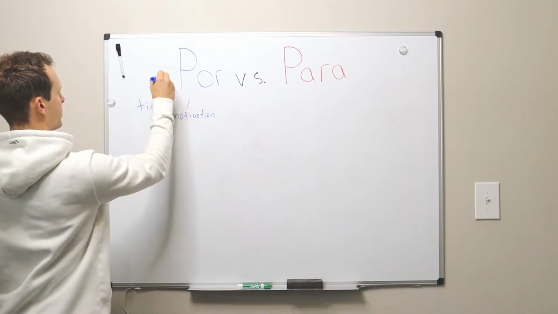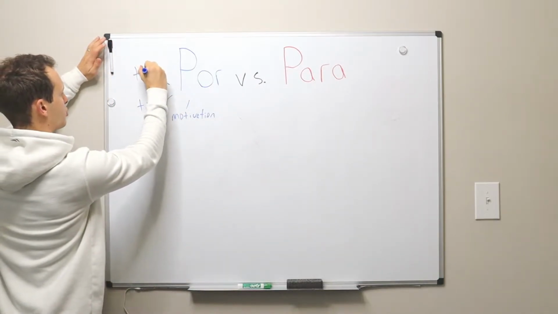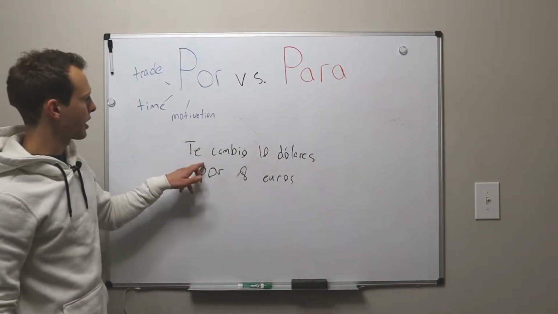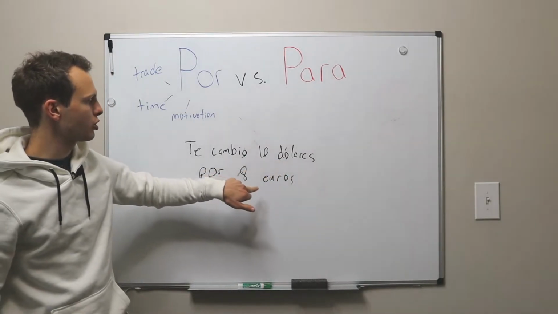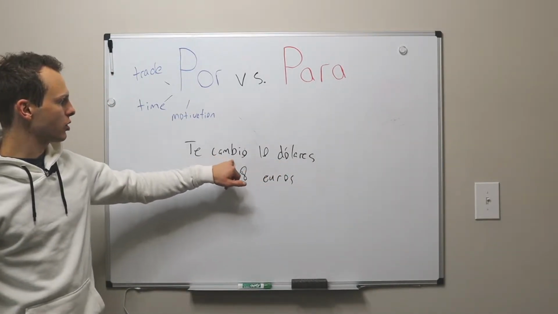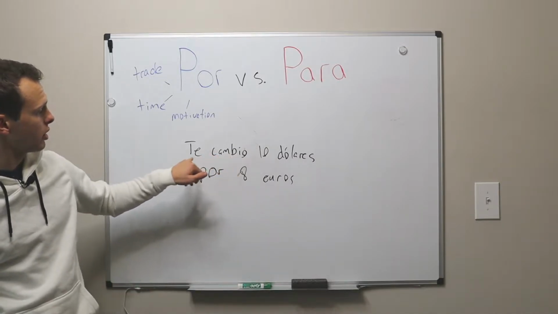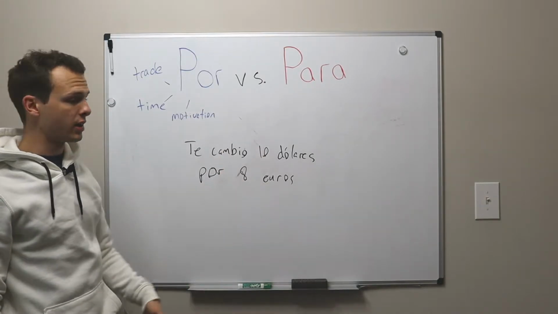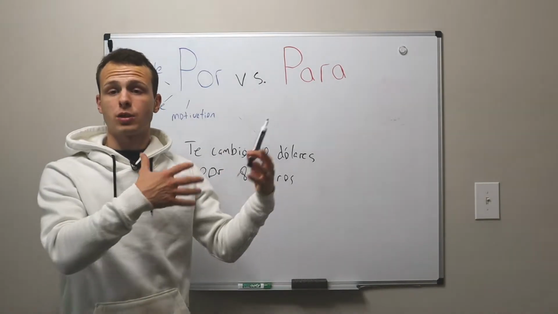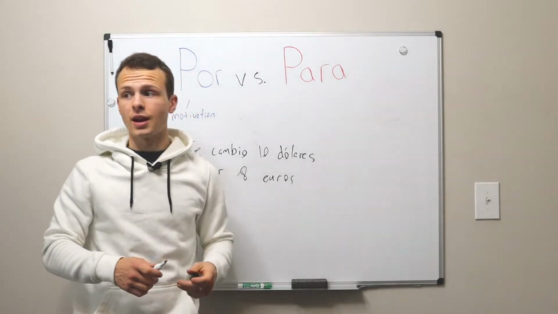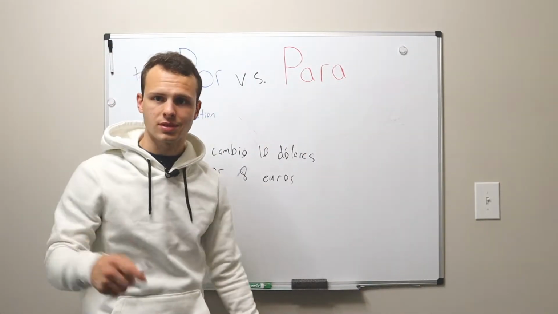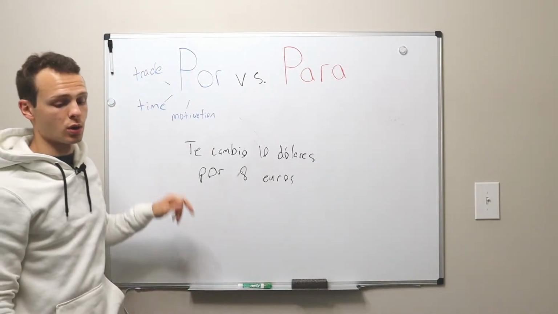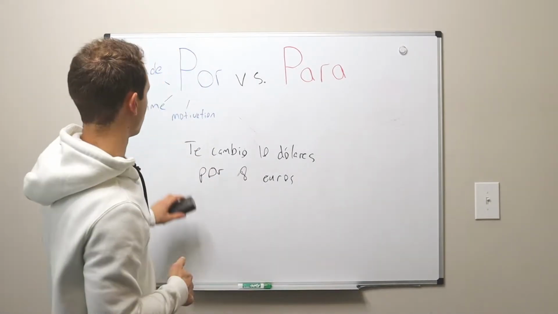Another cool use is if we're going to talk about a trade or an exchange. Te cambio $10 por 8 euros. This means I will trade you $10 for 8 euros. So if you're going to talk about a trade, you're going to use the word por. It doesn't have to be with money. It can be with anything. If you wanted to say, I'll give you my apple for your socks, it could be whatever. So a trade, we've got time or duration, and then we've got motivation, doing something for someone, already on the list for por.